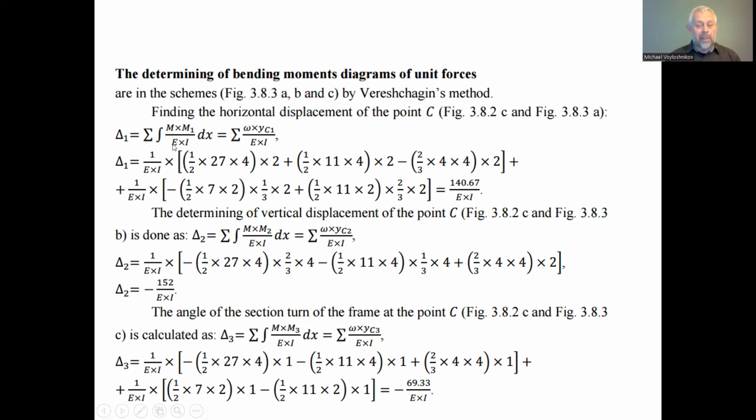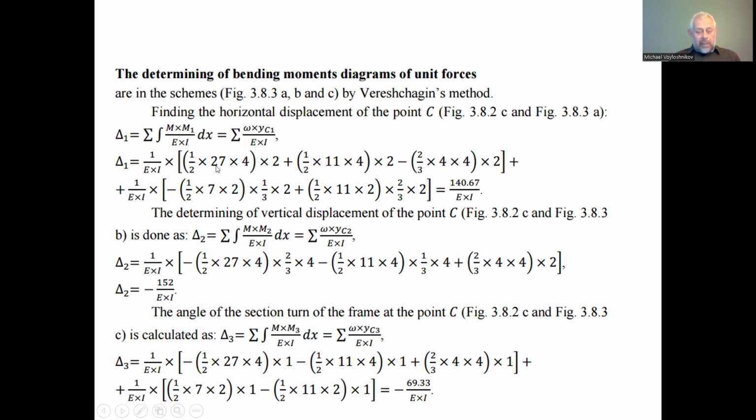As in this case, we already use the denominator with characteristics of rigidity of the transverse sections of the elements of the mechanical system. They are specified as equal for two elements of the mechanical system, AB and BC. So we have EA, and we can derive this out of the brackets in all of the determination, all of the calculations.